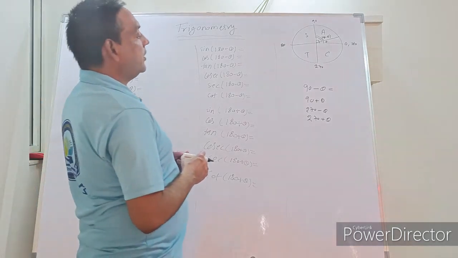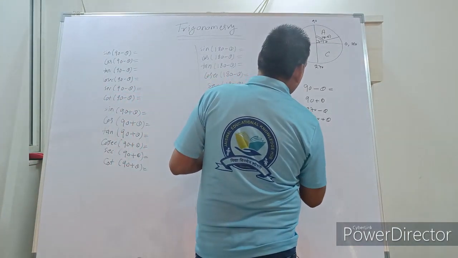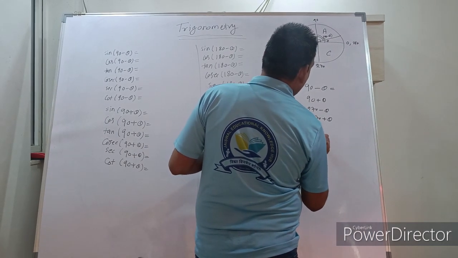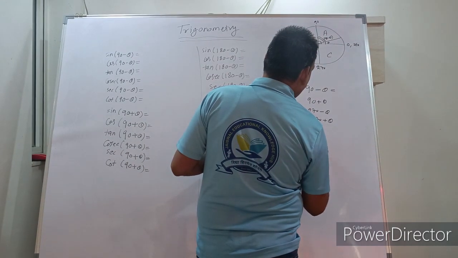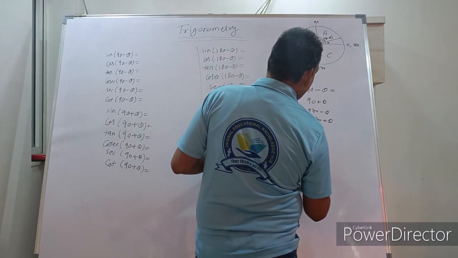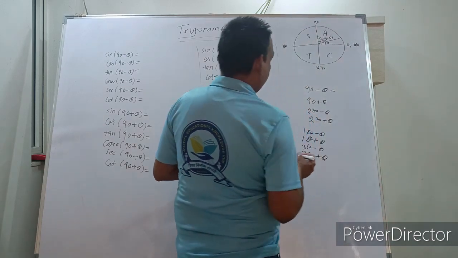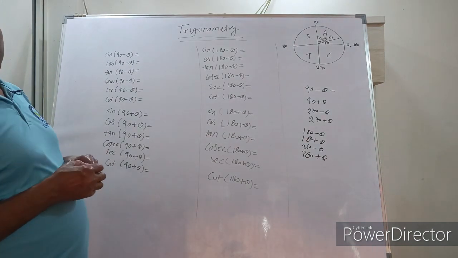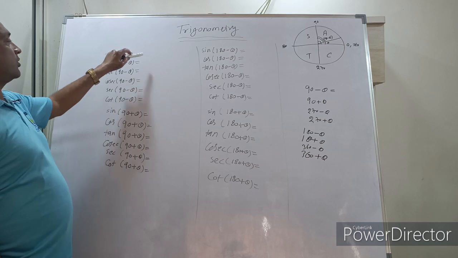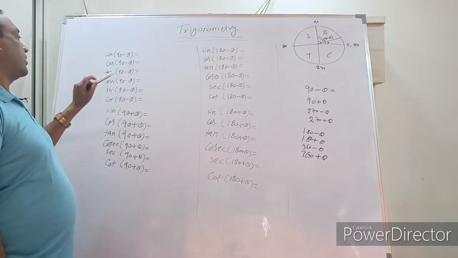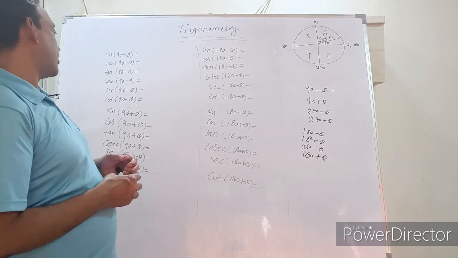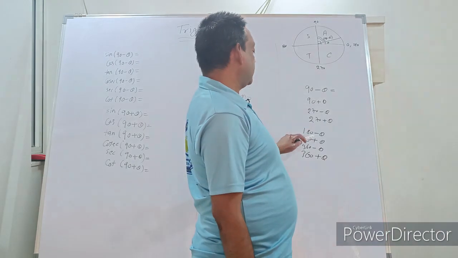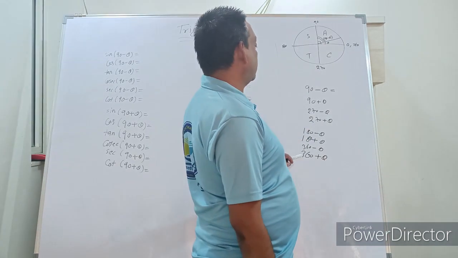Okay, but whenever we find the angle 180 minus, 180 plus, 360 minus, 360 plus, then only the sign changes. Sine does not change, cos does not change, meaning sine will be sine only, cos is cos only, tan is tan only, cosec is cosec only, sec is sec only, cot is cot only, whenever it is 180 minus or 180 plus or 360 minus or 360 plus.